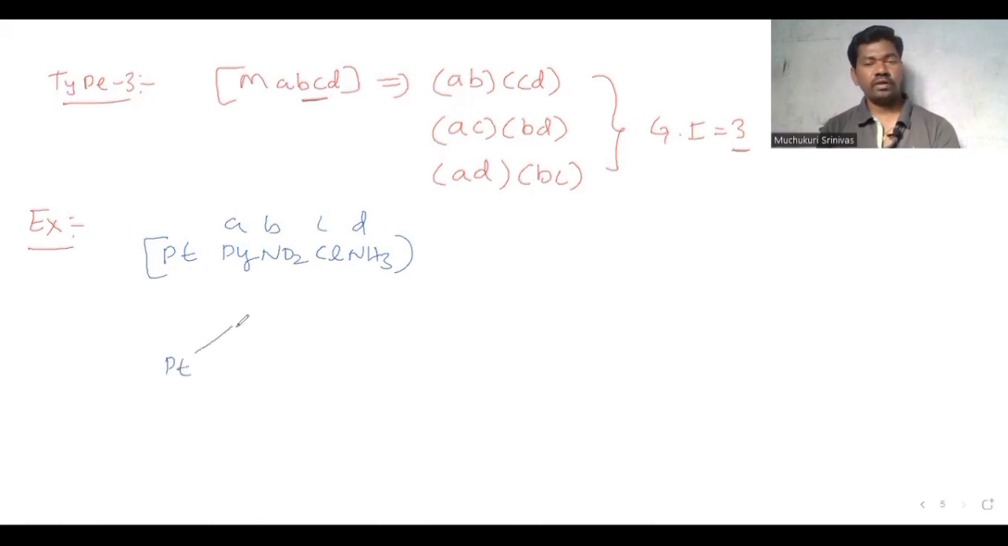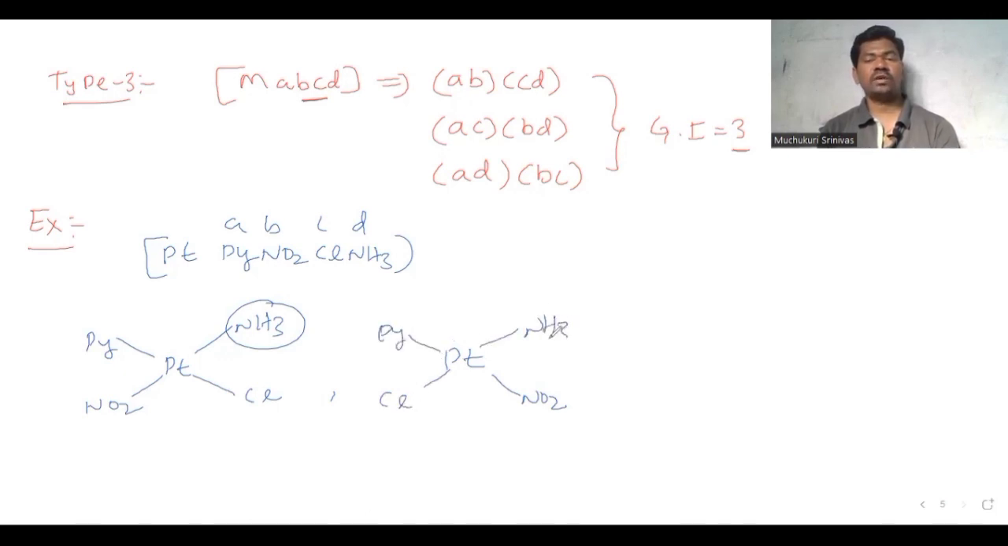Platinum. So you can fix one ligand, then the remaining ligands can be rotated, or you can flip the remaining ligands. One ligand you can take as the standard one. So if you fix this ligand, the remaining positions you can flip around the central metal atom. So if you flip these two ligands, then what do you get here? NO2 you will get here, then Cl you will get here. So pyridine will be in the same position, and NH3 also in the same position.